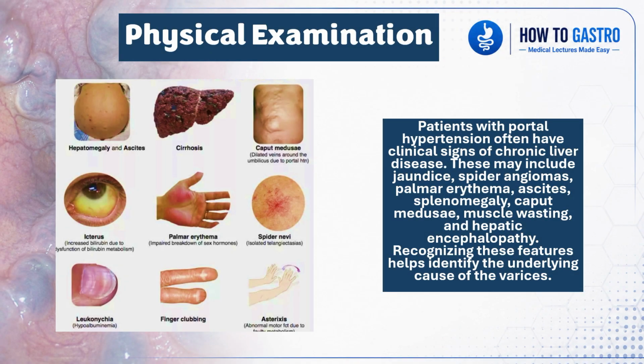So if we look at the physical examination, as we said, patients with portal hypertension often have clinical signs of chronic liver disease, and these may include hepatomegaly with ascites, fluid in the abdomen, liver cirrhosis on an ultrasound, caput medusae, which is dilated veins around the umbilicus, icterus, which is basically yellowing of the sclera of the eye, palmar erythema, which are those red palms due to an impaired breakdown of sex hormones, spider nevi, which are isolated telangiectasias. They're basically tiny little fragile blood vessels on the surface of the skin that look like a spider, leukonychia due to hypoalbuminemia, finger clubbing, and asterixis, which is the abnormal motor function due to faulty metabolism.